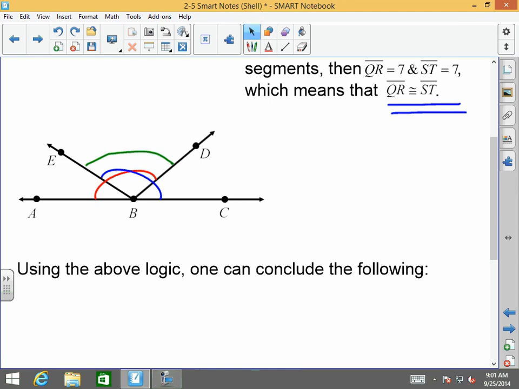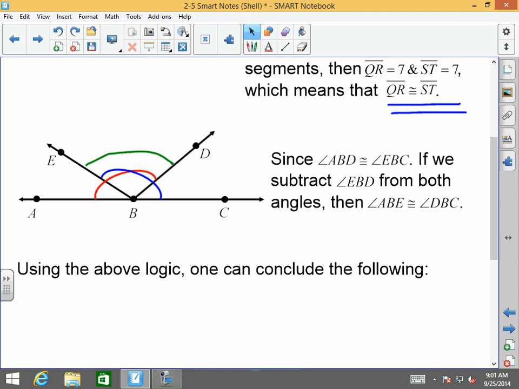They're congruent. Why? Since ABD, which was the angle that I marked in red, is congruent to EBC, which is the angle that I marked in blue, if we subtract EBD, which is the angle that I marked in green, from both angles, then what has to be equal? ABE and DBC.